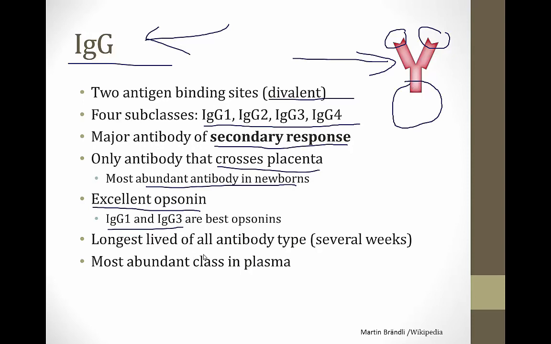It's the longest lived and most durable of all the antibody types. It can survive for several weeks in the body, and it's the most abundant class you will find in the plasma. Most of the antibodies in your plasma are IgG.